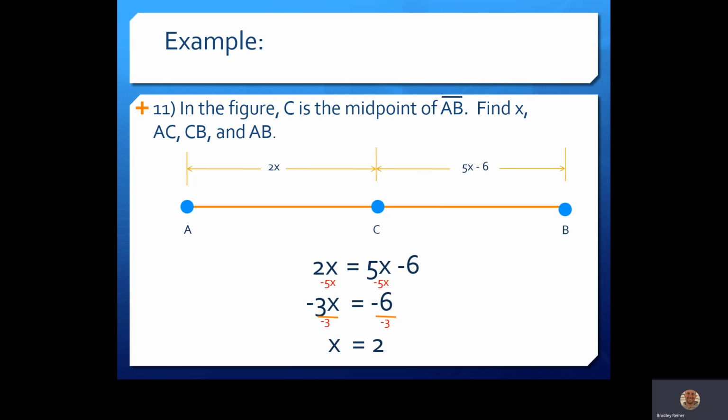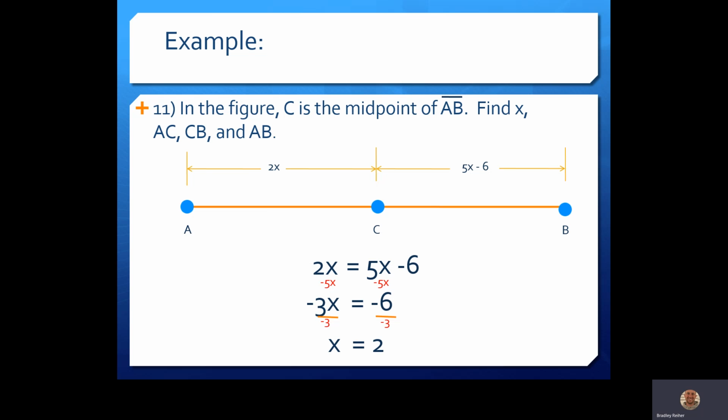In this figure, C is the midpoint of segment AB. We need to find the value of x, and we also need to find 3 other things, and we need to make sure that we read these correctly. It looks like a capital A with a capital C beside it. We don't read it as AC. We read that as the length of segment AC, or the distance from A to C. So we need to find that, the distance from C to B, and the distance from A to B.